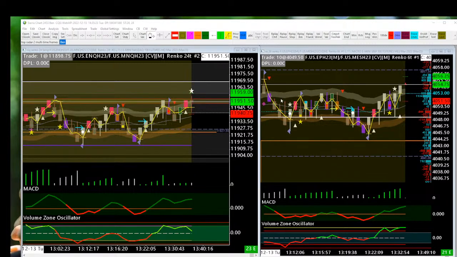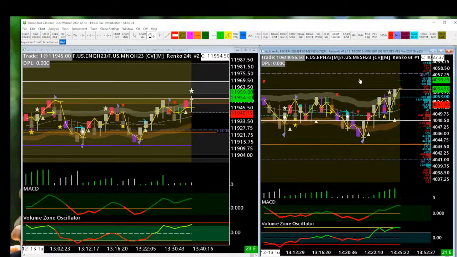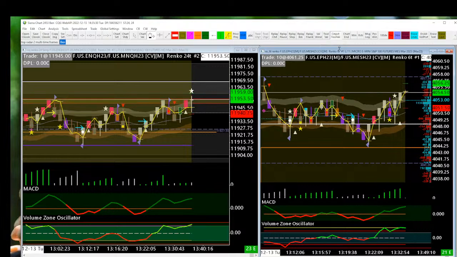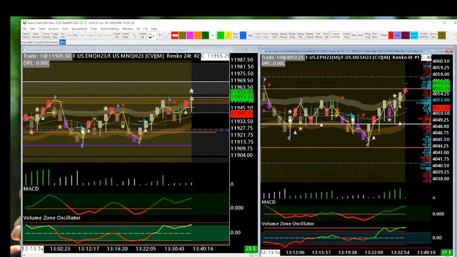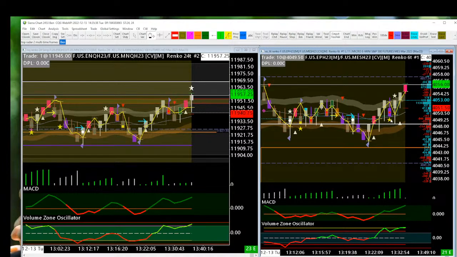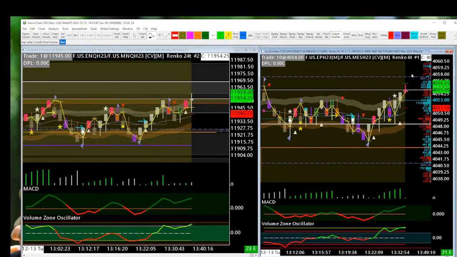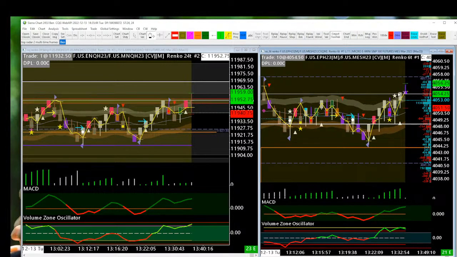So on the left, we have the Renko chart for the NQ, the Nasdaq, and on the right, I've got the Renko chart for the ES. And this one builds a new Renko block every time you get 6 ticks in the same direction on the ES. And keep in mind, there's 4 points for every tick, right? So just 6 ticks builds a new block. So it's technically pretty fast.